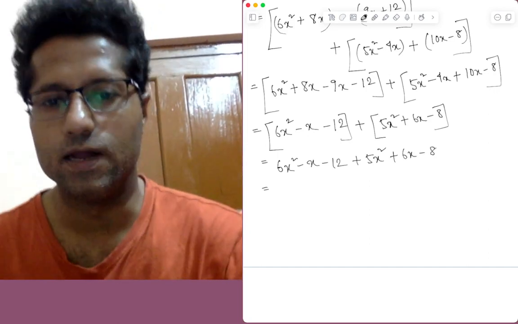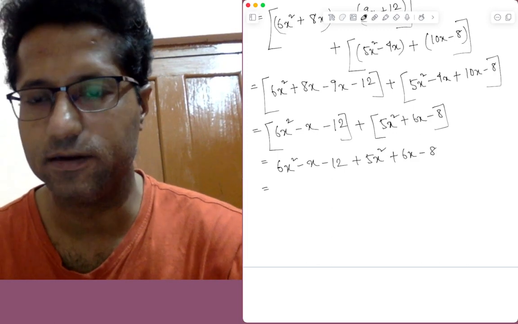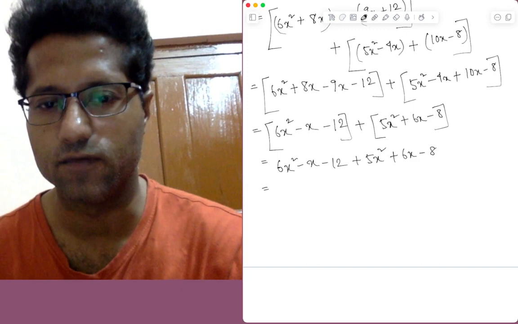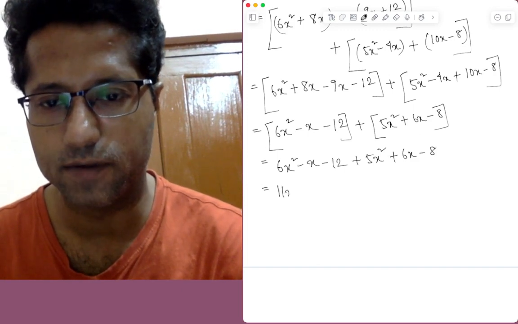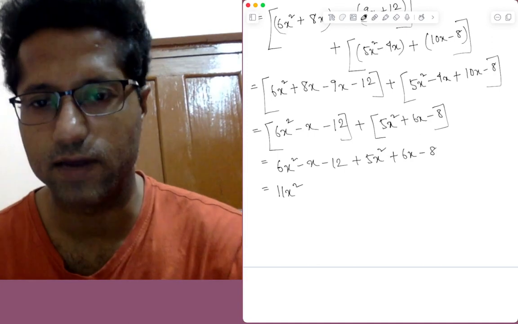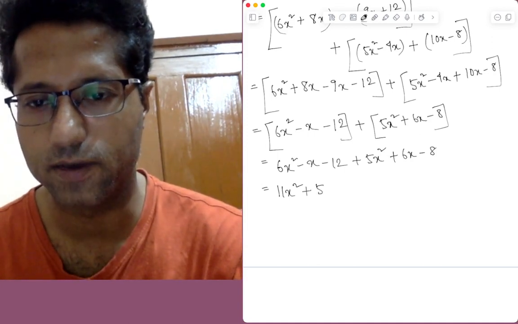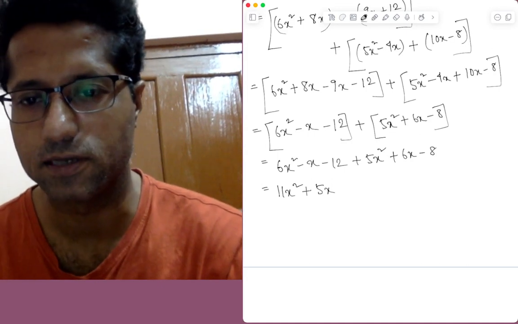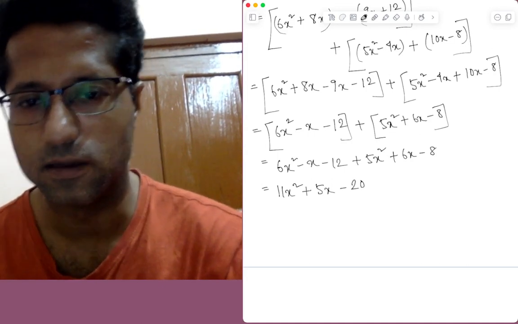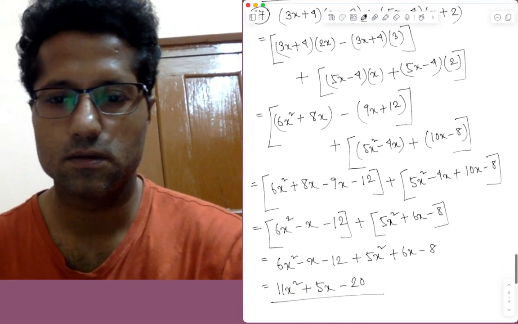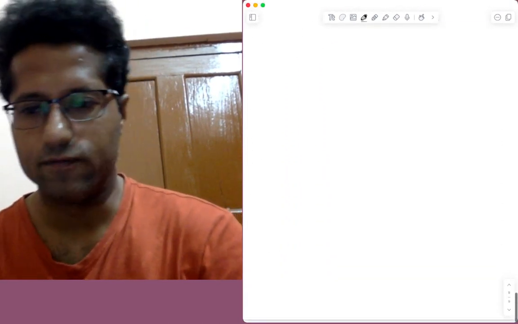Now we will have to add the like terms. So the like terms are 6x square and 5x square. If we add them, it becomes 11x square, and the like terms are 6x and minus x. If we add them, it becomes 5x, and finally we have to add the constants, that is minus 12 and minus 8, that is minus 20. So this is the answer. Okay, so that was the last question.